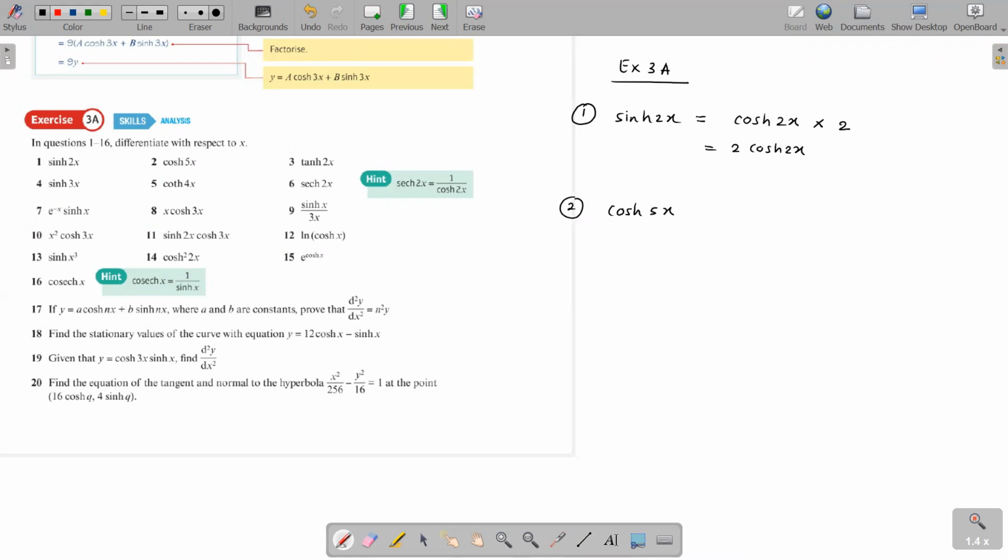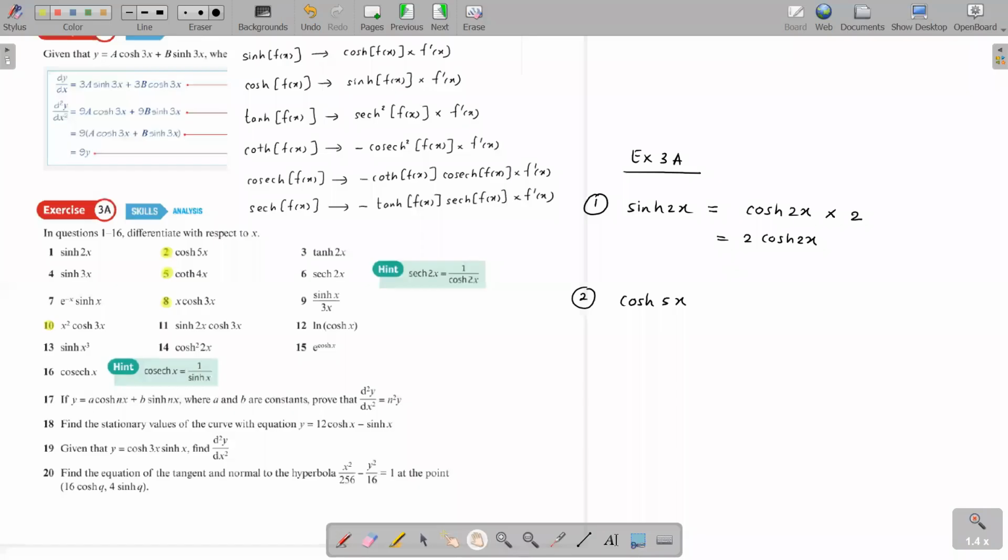The second one, cos 5x. Try a few of these questions. Cos 5x, we'll discuss a few of them. I have brought the rules here. You can refer to them now.